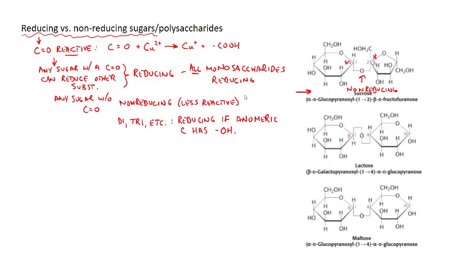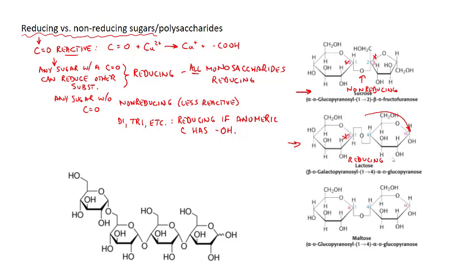So what about lactose? That's the second sugar in this list. Well, there's one of our anomeric carbons. There's the other one. That one has an OH. Lactose is reducing. Maltose at the bottom, also reducing. I'll leave that as an exercise for you to figure out.